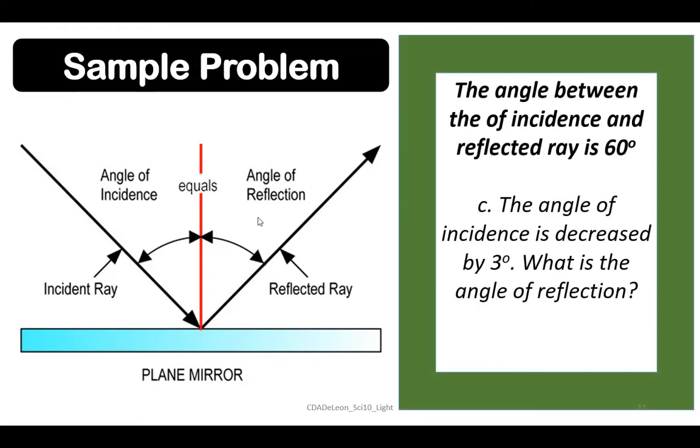For sample problem number 3, what if the angle of incidence is decreased by 3 degrees? What is the angle of reflection? So from 30 minus 3 degrees, naging 27 degrees. So same lang po, ang sagot ay 27 degrees.